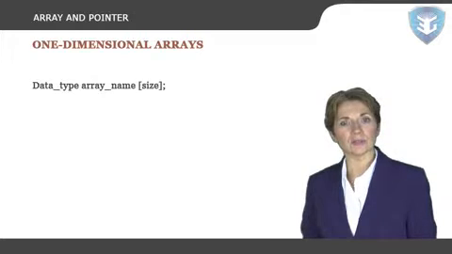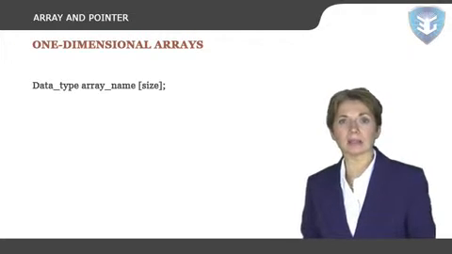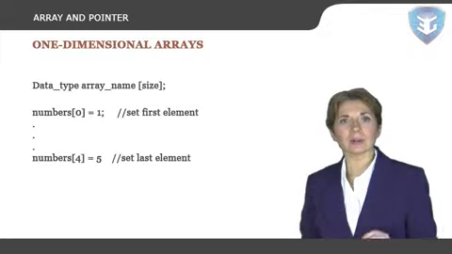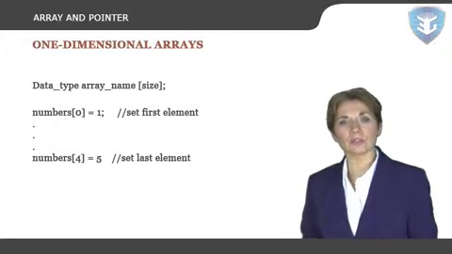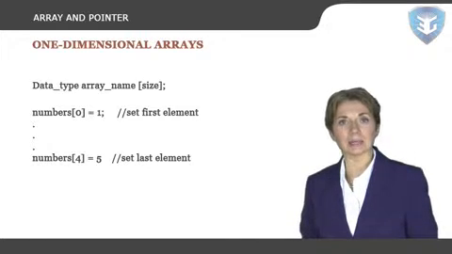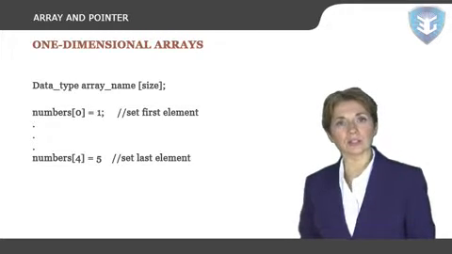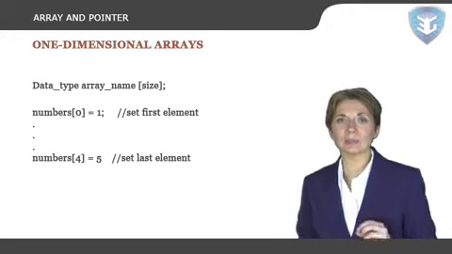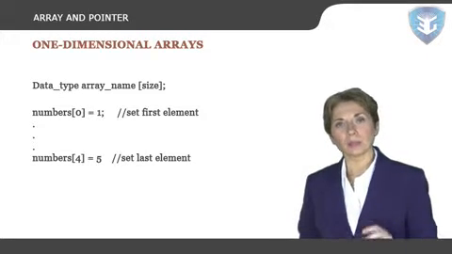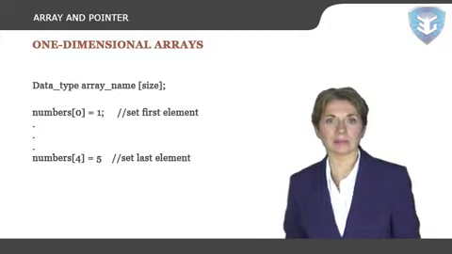The declaration form of one-dimensional array is as shown here. On the screen is declared an array called numbers to hold 5 integers and sets the first and last elements. C arrays are always indexed from 0, so the first integer in the numbers array is number 0, and the last is number 4. The array contains 5 elements.